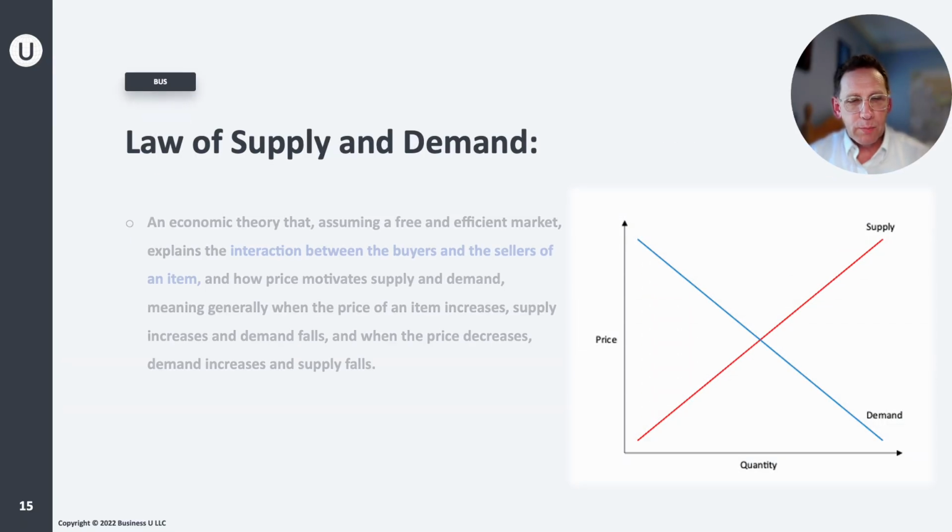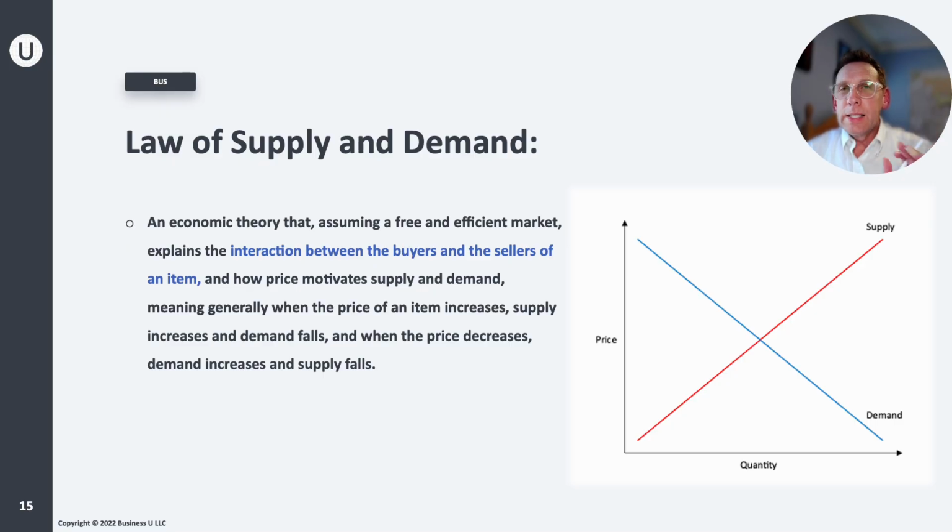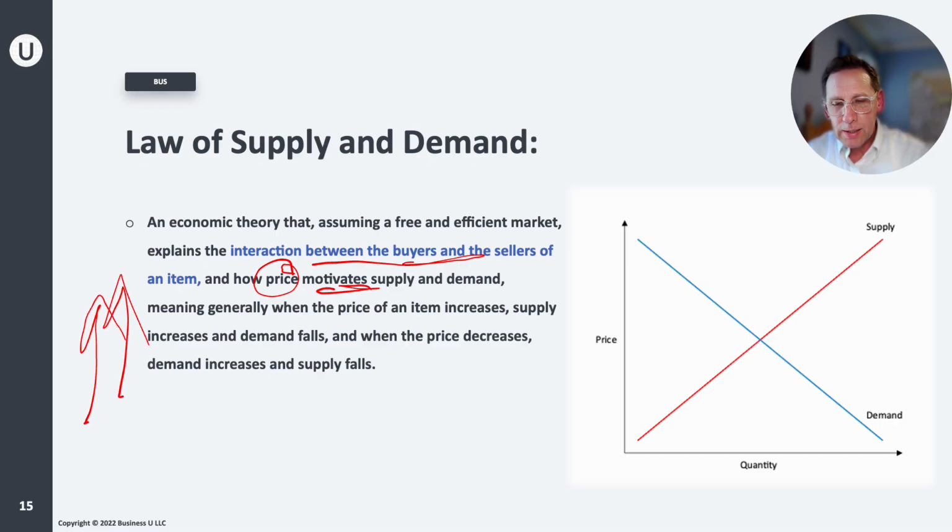So this law of supply and demand is an economic theory that, assuming you've got a free and efficient market, explains the interaction between the buyers and sellers of an item and how price motivates that supply and demand. Meaning generally that when, again, the price of an item increases, supply increases but demand falls. And when the price decreases, demand increases and supply falls.